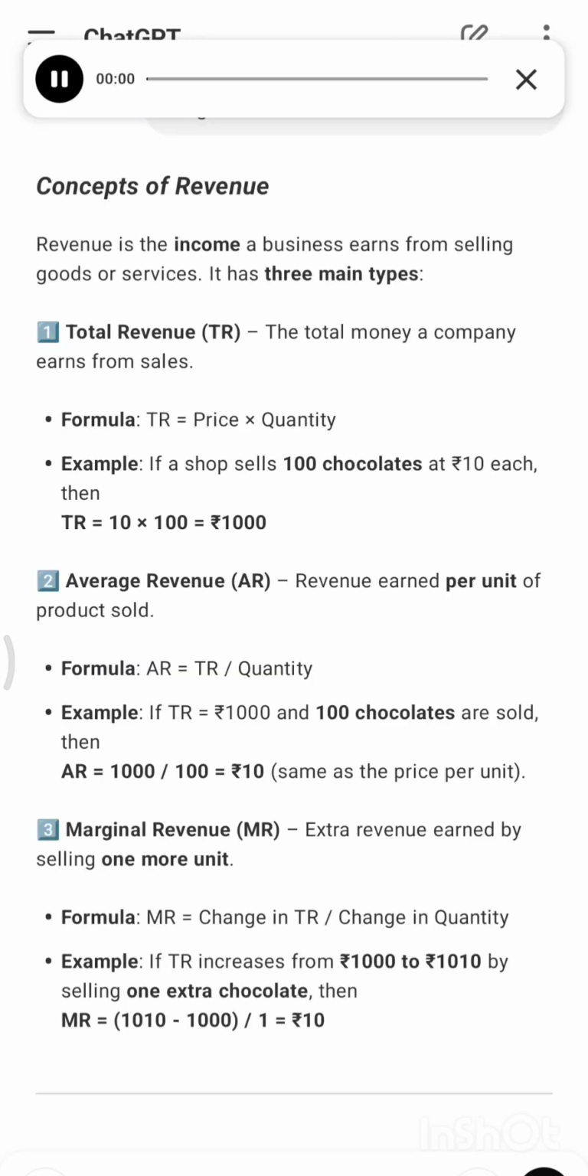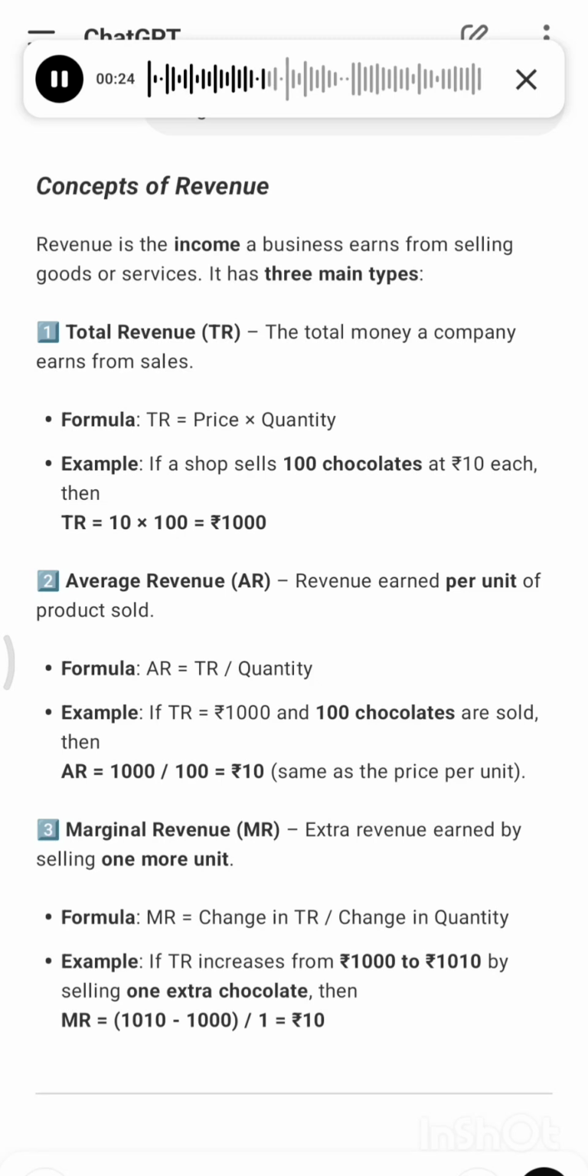Concepts of revenue. Revenue is the income a business earns from selling goods or services. It has 3 main types. 1. Total revenue, TR: the total money a company earns from sales. Formula: TR equals price times quantity. Example, if a shop sells 100 chocolates at 10 each, then TR equals 10 times 100 equals 1,000.